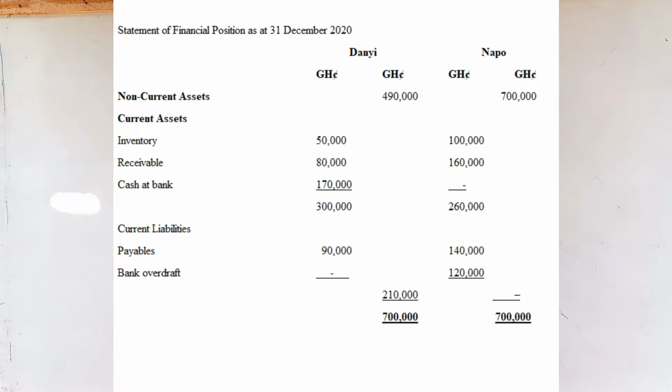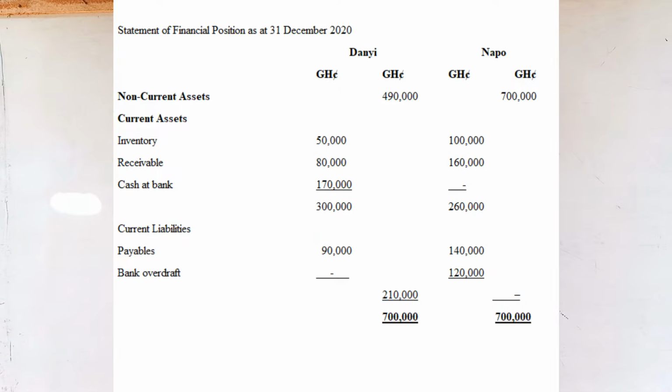But then there is no cash in hand for NAPO, but there is cash in hand for Danny. And you can see that the component of cash at bank for Danny is so much. Okay, so much cash in hand. But then few inventory, few receivables. And then we can also see that NAPO's cash is in overdraft.